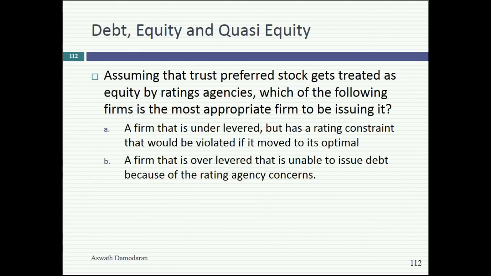A lot of under. I want to pick somebody who said overlevered and pick on them. You want to try overlevered? So tell me why you want an overlevered firm to issue trust preferred. From the perspective of the company, it's more profitable. Okay, so you issue the trust preferred, you fool the ratings agency, right? You think this is good?